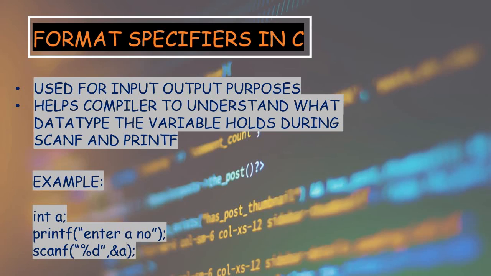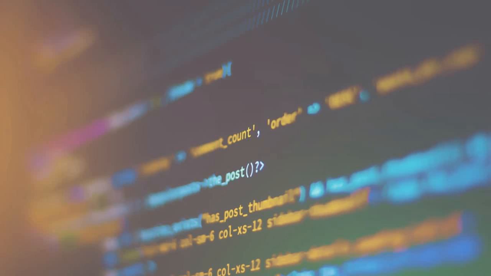Let us take a simple example where the first code is int a, so a variable named a is created of int data type. And second is printf enter a number. So in the output console screen, we are going to display enter a number and the user is going to give us a value. Then scanf("%d", &a). This denotes that whatever value the user has given is to be considered as an integer data type and to be stored in the variable a. So %d is the format specifier for the integer. Whatever value is given, it considers it as an integer and stores it.